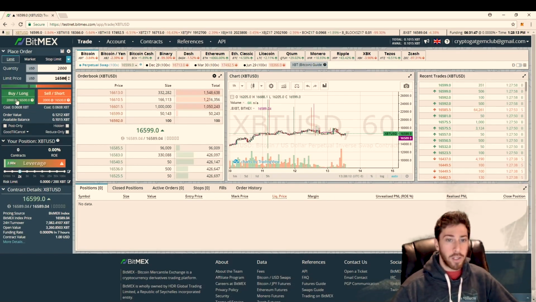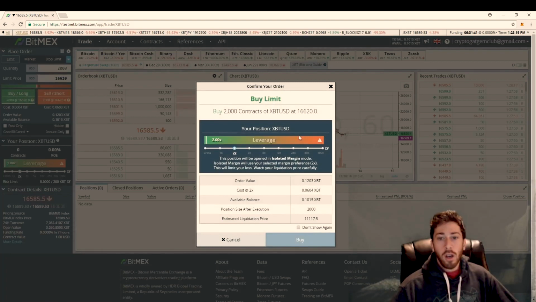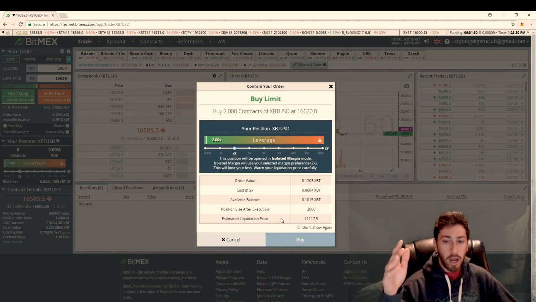So when we go to open this long, the contract price went up, so I'm going to increase this to 16,620. When we open this, we see a few things. Here's the liquidation price I was talking about earlier. Since they're loaning us money on margin, there's going to be a liquidation price. We're going long, so the liquidation price is going to be far below the current price.